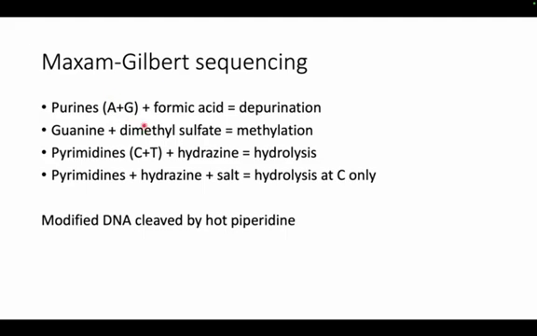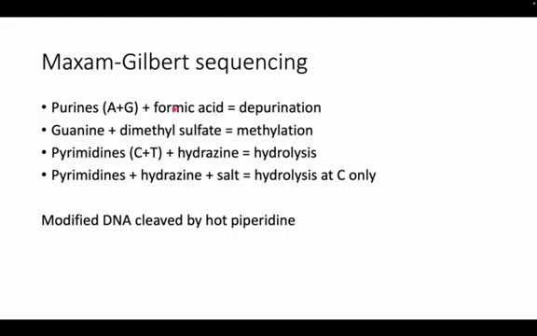So one reaction involves incubating the DNA with formic acid. Okay, and what formic acid does, it will result in depurination, which is loss of the purine base. So this will modify the DNA wherever a purine base is present. So that would be at adenine and guanine. Right? So at A and G, we would get a modification when we react it with formic acid.